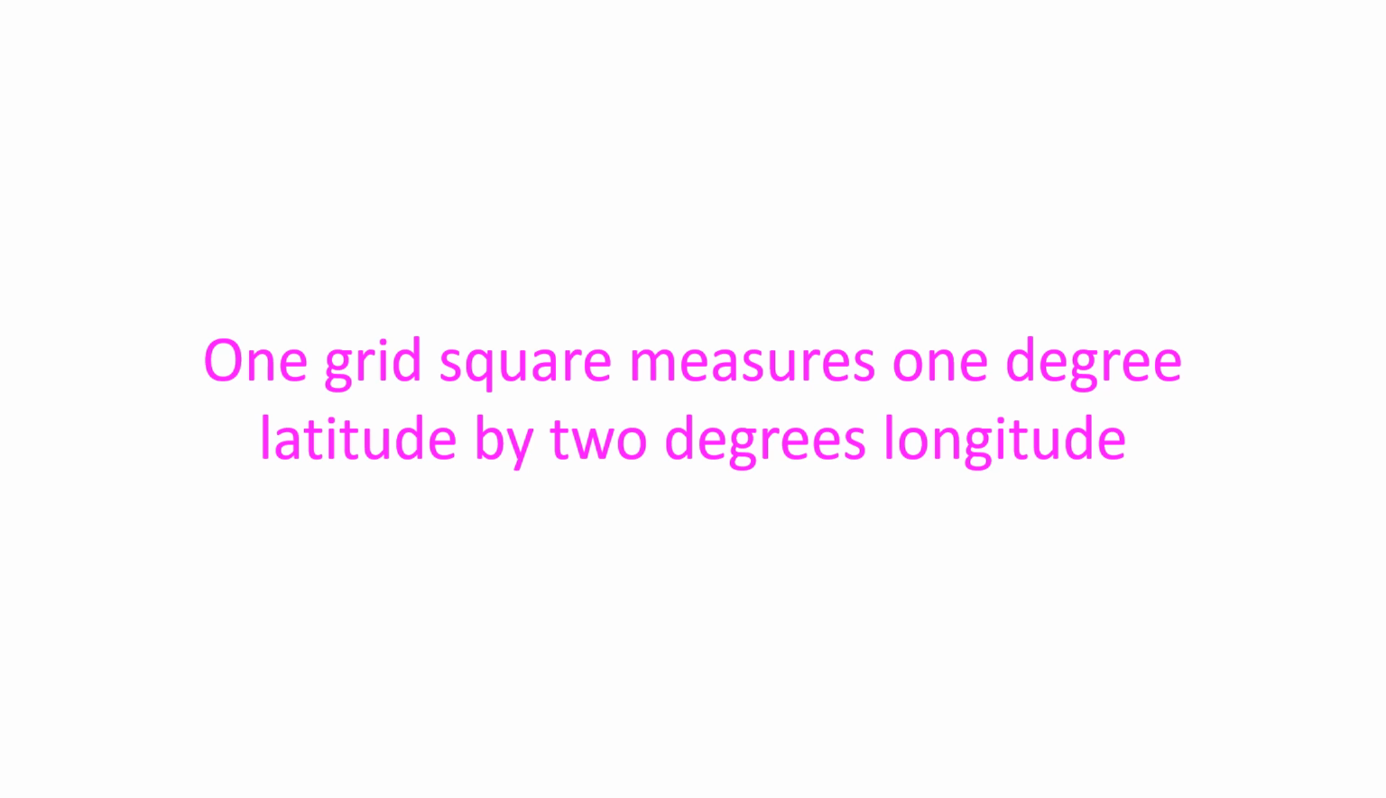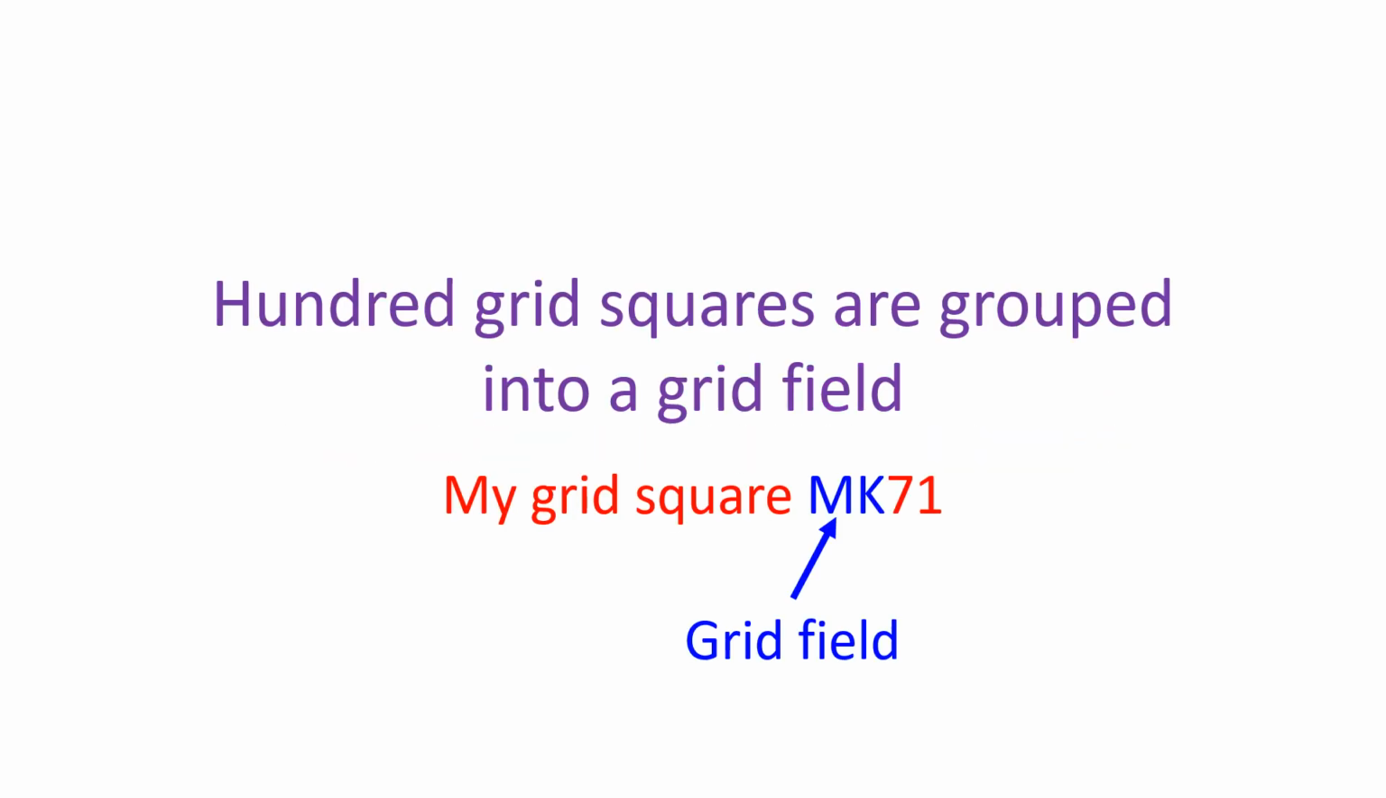100 grid squares are grouped into a grid field. A grid field is indicated by 2 letters, and a grid square will have 2 numbers in addition to the letters indicating the field. Grid fields are named using letters from A through R. The globe is thus divided into 18 zones of longitude of 20 degrees each and 18 zones of latitude of 10 degrees each. Total grid fields would be 18 times 18, equal to 324, and the grid squares 324 times 100 is equal to 32,400.